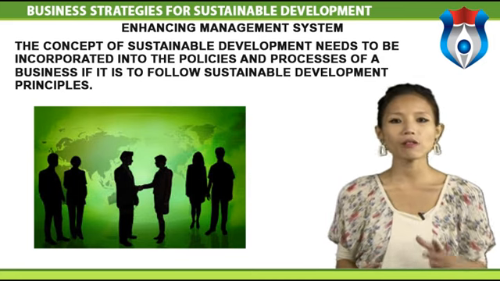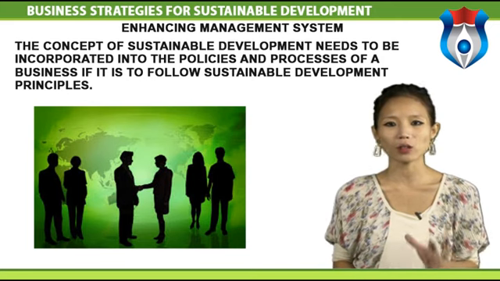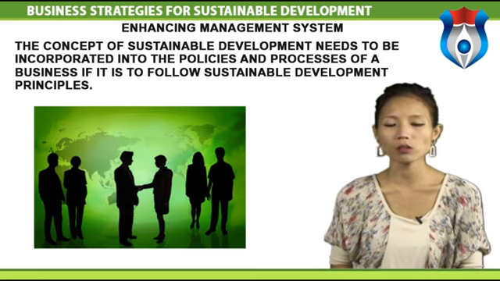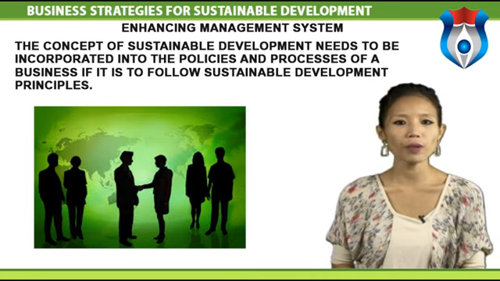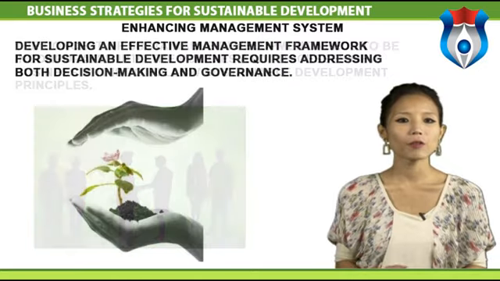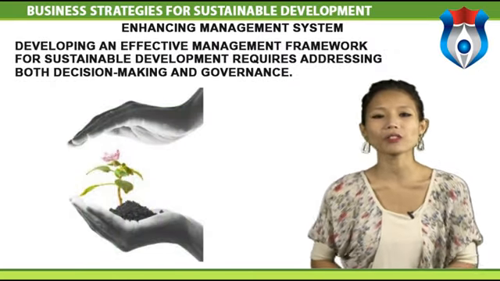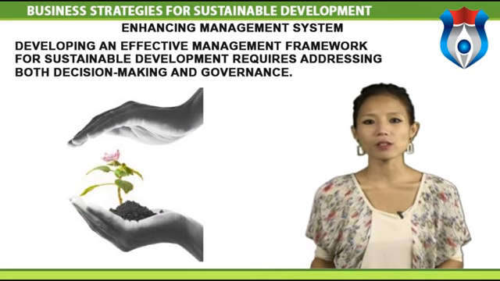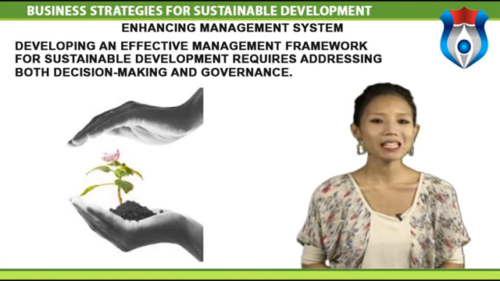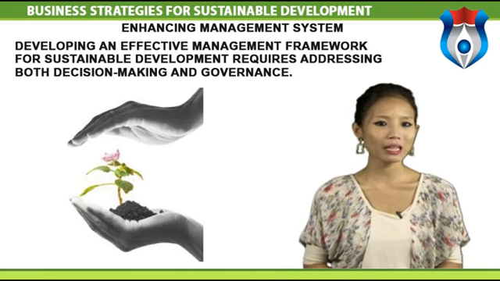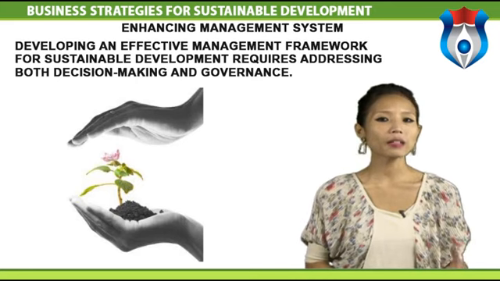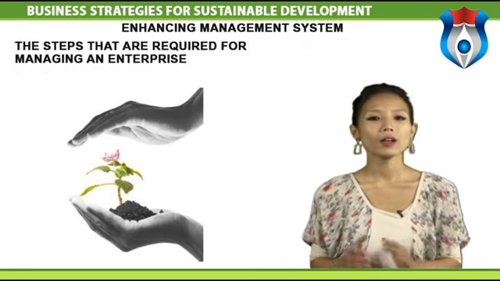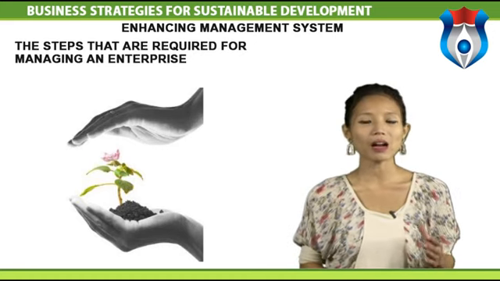The 2 main areas of the management system that must be changed are those concerned with greater accountability to non-traditional stakeholders, and continuous improvement of reporting practices. Developing an effective management framework for sustainable development requires addressing both decision-making and governance. The concept of sustainable development must be integrated both into business planning and into management information and control systems. The steps that are required for managing an enterprise according to sustainable development principles are given below.